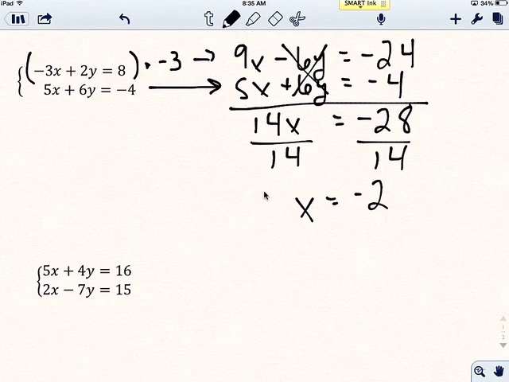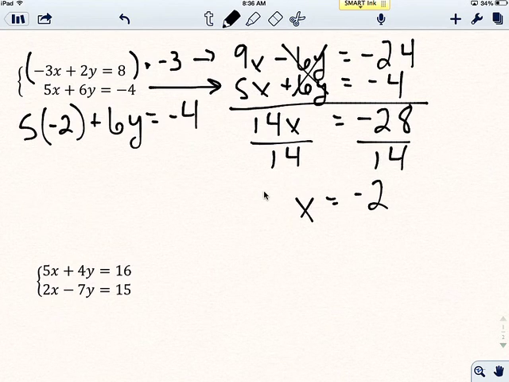I need to plug that negative 2 back into an original equation. Let's just plug it in the bottom equation. Again, it doesn't matter which equation you plug it into. So I'm going to do 5 times negative 2 plus 6y equals negative 4. So what I did there, I just plugged it into this equation.